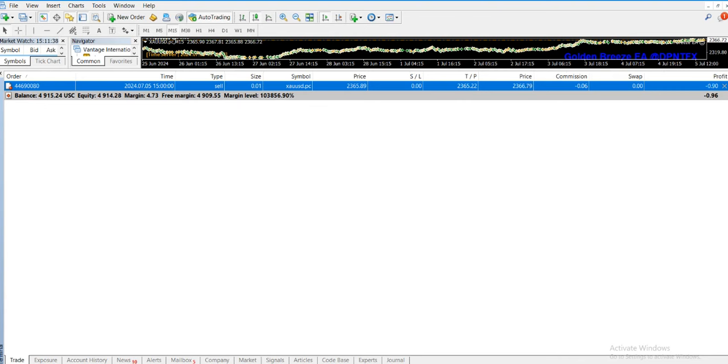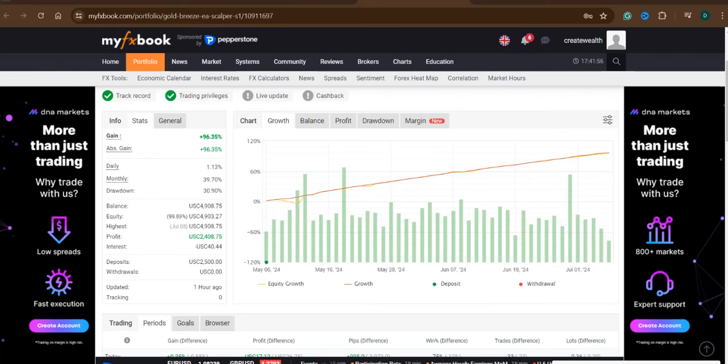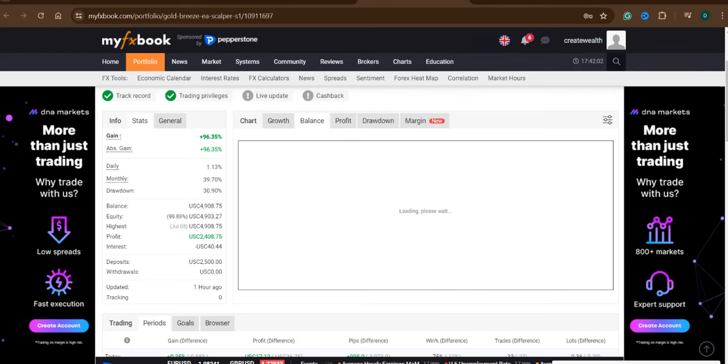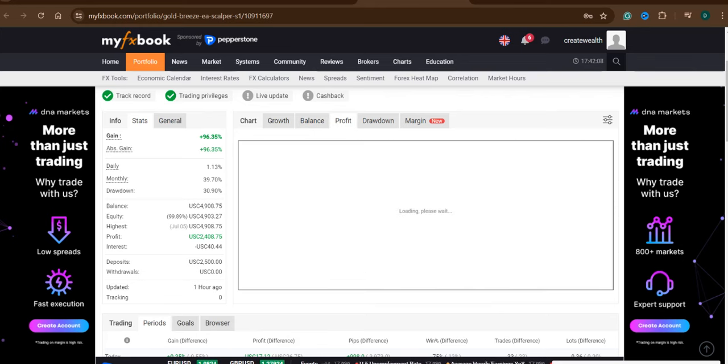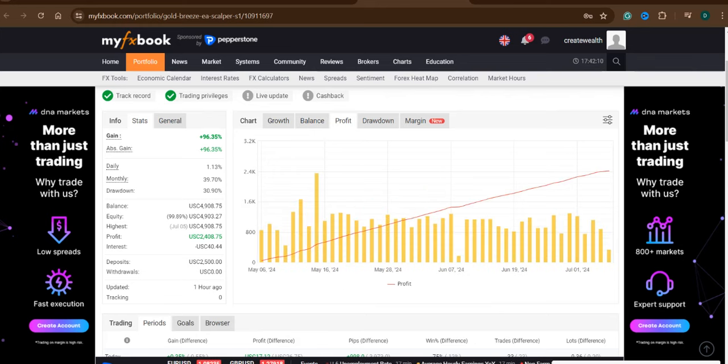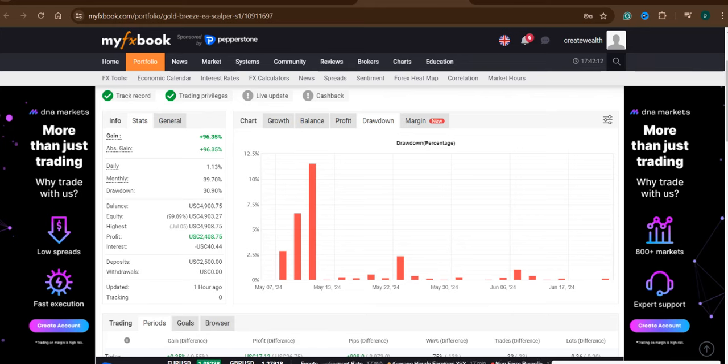And let me introduce the MyFXBook statistics of this expert advisor too. So this is the MyFXBook page. This is the growth graph, and this is the balance graph. I have already included this link in the video description. This is the balance graph, this is the profit graph, and this is the drawdown graph.